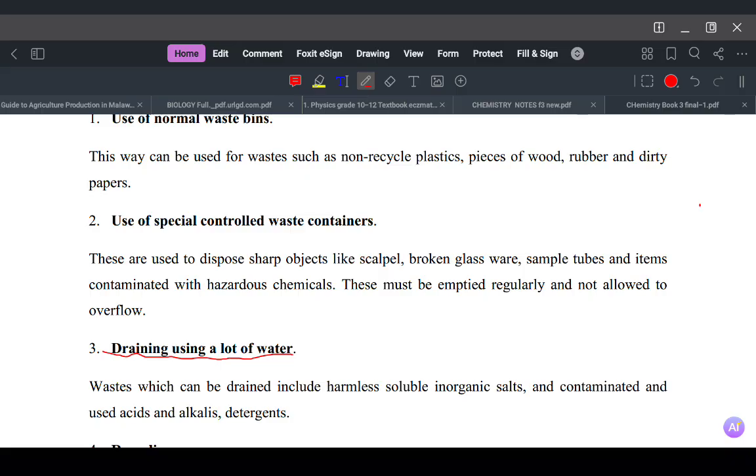Waste which can be drained includes harmless soluble organic salts. Contaminated and used acids and alkalis can be disposed of using this method. Detergents such as soaps can also be disposed of using this technique.